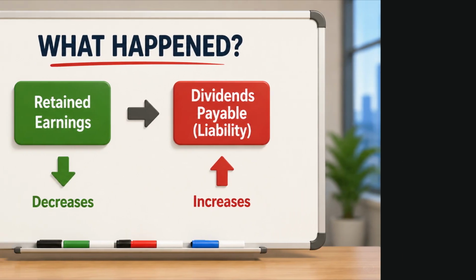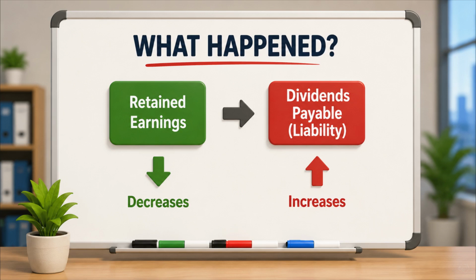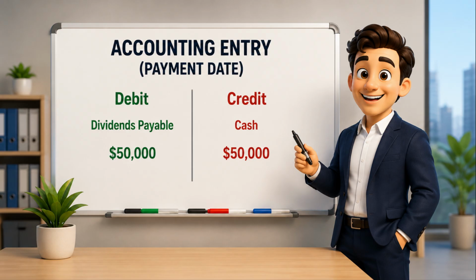What happened? Retained earnings goes down because profits are being distributed. At the same time, a liability appears because payment hasn't happened yet. Then comes the payment date. The company pays the cash, the journal entry, debit, dividends payable, $50,000, credit, cash, $50,000. Now the liability disappears and cash decreases.